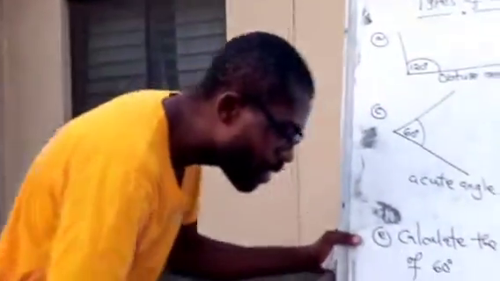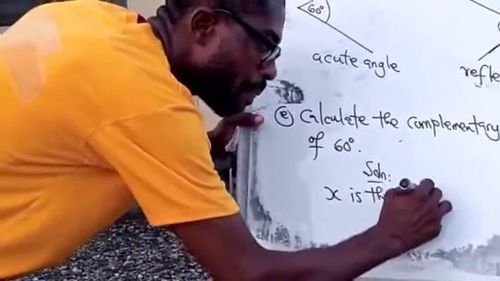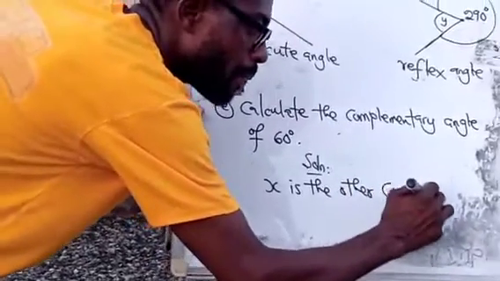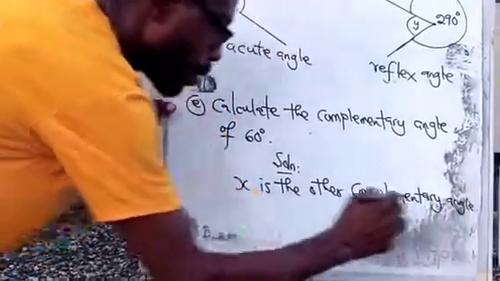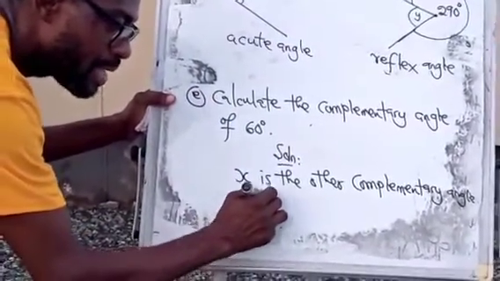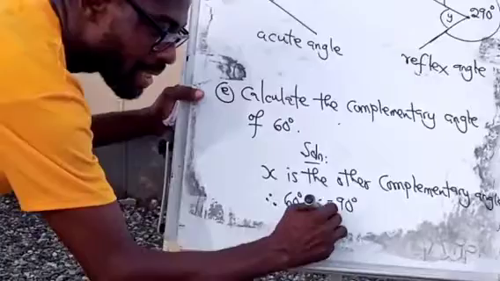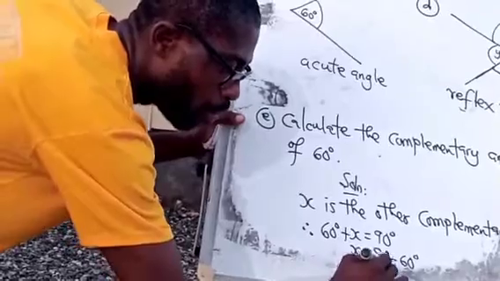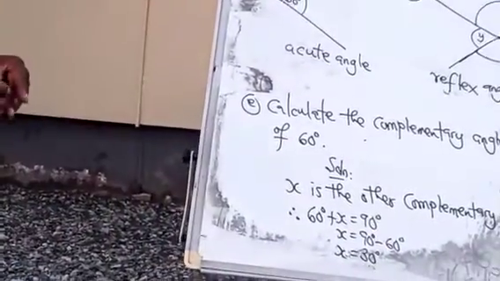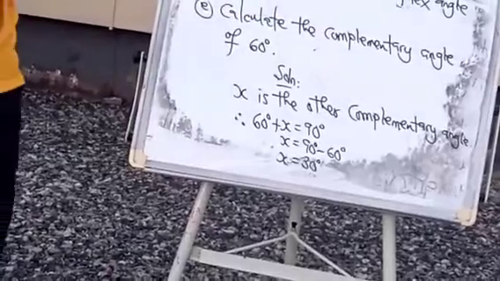So what can we say? We say that X is the other complementary angle. So basically we have 60 degrees plus X should be equal to 90. So we have X equals 90 degrees minus 60 degrees, and X is equal to 30 degrees. So it means that the two complementary angles that we have are 60 degrees and 30 degrees.